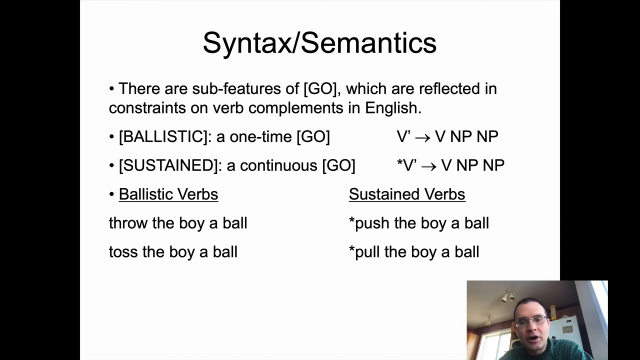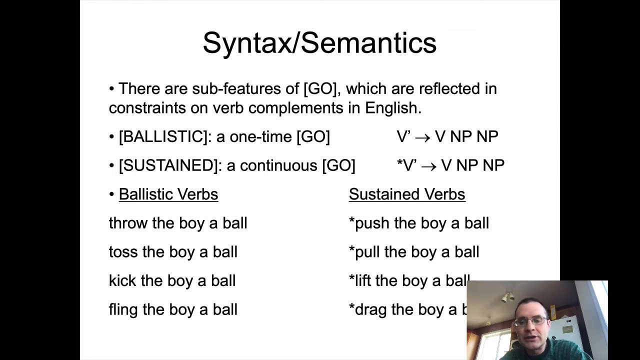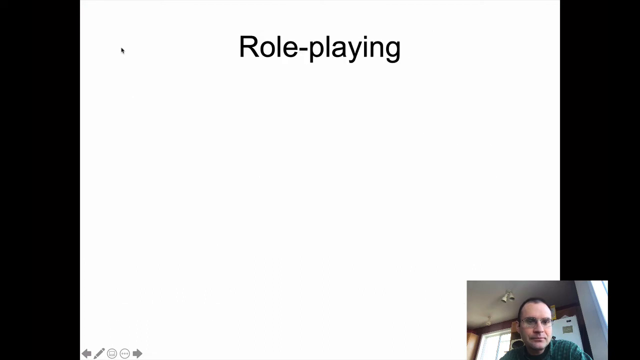You can toss the boy a ball. You can't pull the boy a ball. You can kick the boy a ball. You can't lift the boy a ball. Fling the boy a ball is okay. Drag the boy a ball is not okay. All these should sound pretty bad to you. All these should sound okay, even if you don't say them that often. But these are ballistic verbs. They happen once. Sustained verbs happen continuously over time.